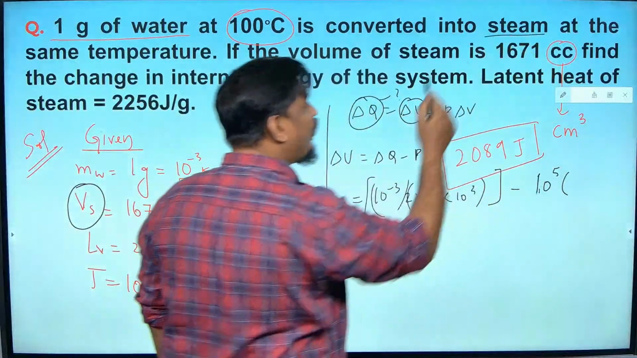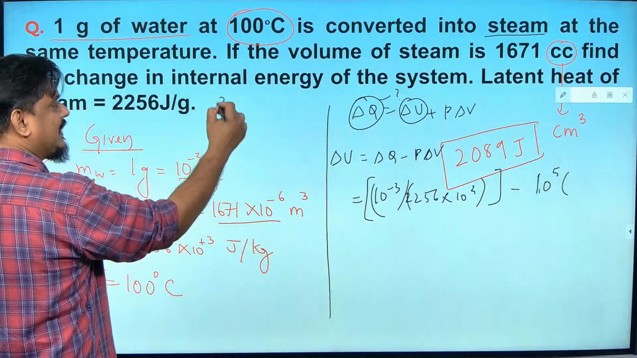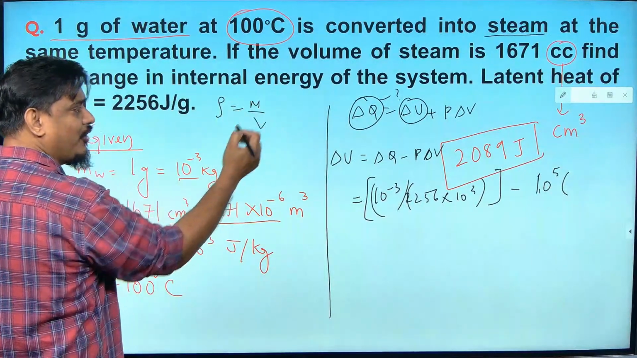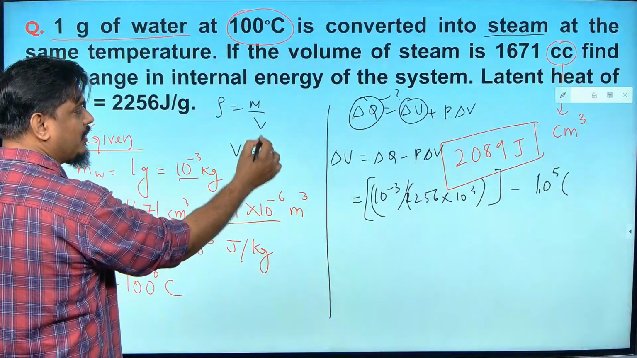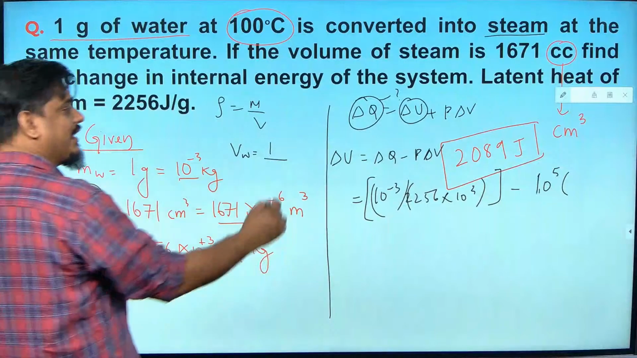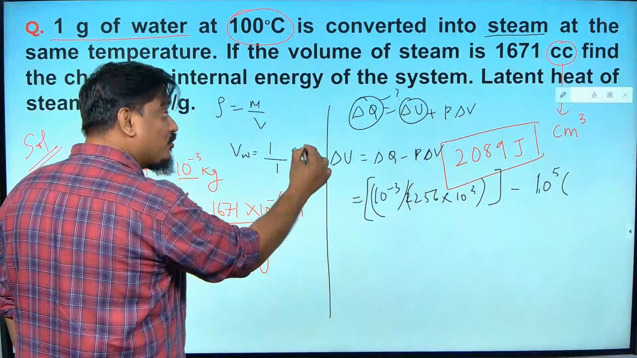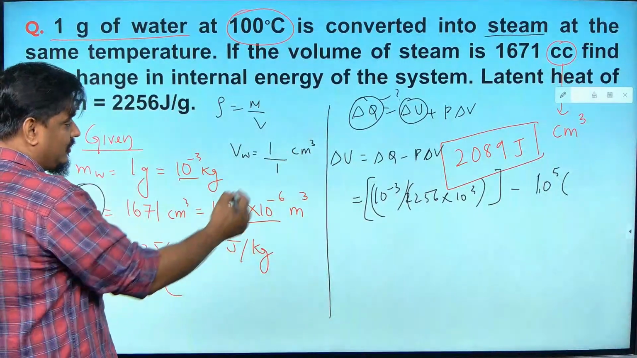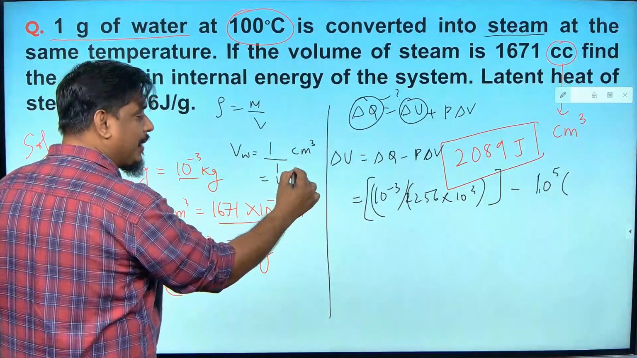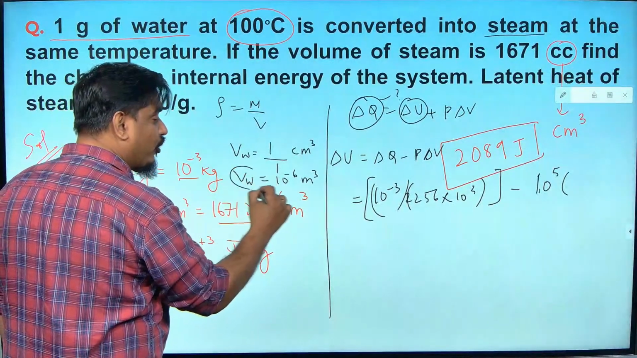So you will find the volume of water first, not given in the question. How will you find volume? Very simple. Density is equal to mass by volume. So volume of the water will become equal to mass of water, 1 gram, divided by the density of water, 1 gram per centimeter cube. So 1 by 1 will become 1 centimeter cube, right? So how much it will become? 10 to the power minus 6 meter cube. This is the value of volume of water.